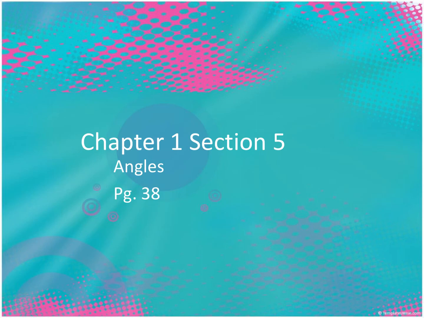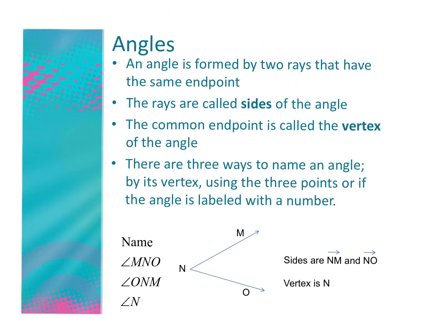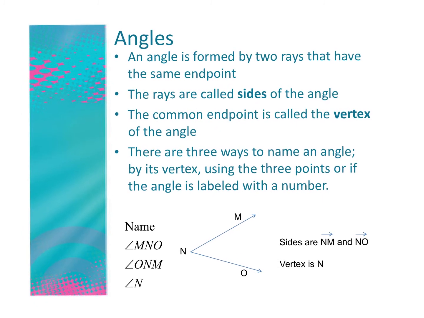Okay, so today we're going to cover section 5. Section 5 is on angles. So the first thing we're going to do is determine what makes up an angle. An angle is formed by two rays that have the same endpoint. The rays are called the sides of the angle. The common endpoint where the two rays meet is called the vertex of the angle.